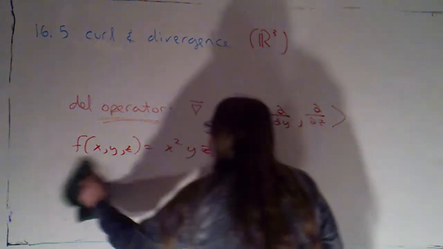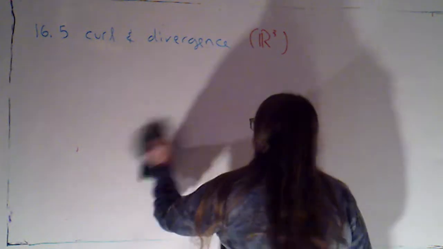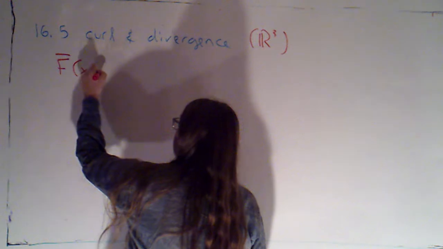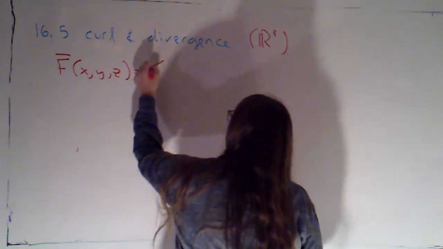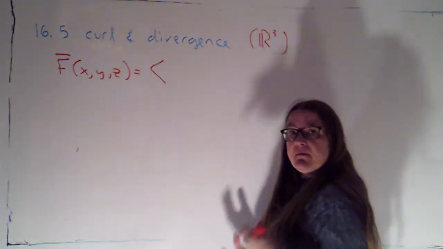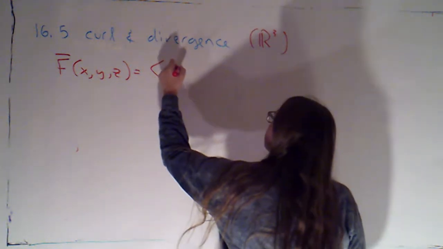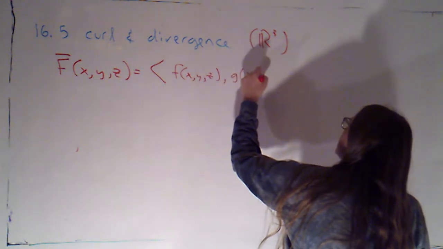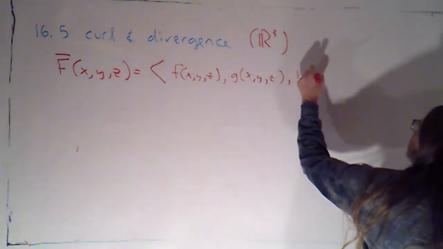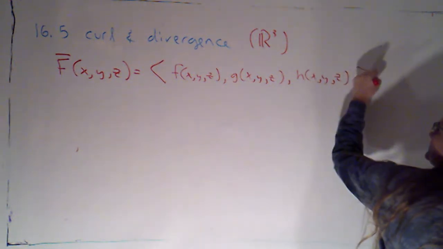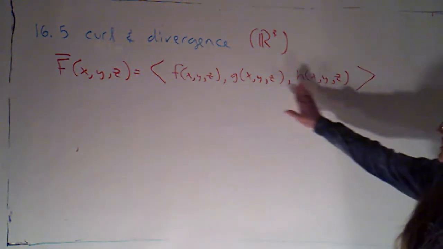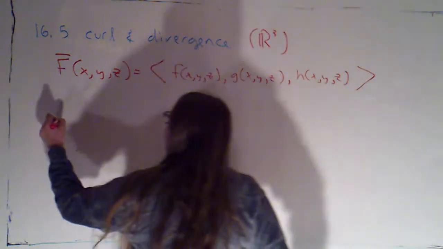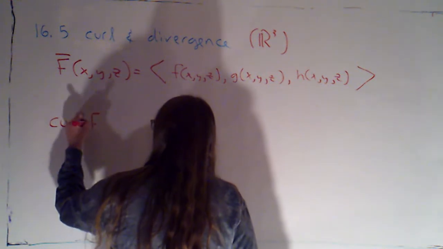However, I can also use this with vector fields. So let's suppose I have a vector field in 3 space. Now I'm going to just name the component functions. So let's name them f of x, y, z, g of x, y, z, h of x, y, z. So each of the components is itself a function of 3 variables. I can define the curl of f.